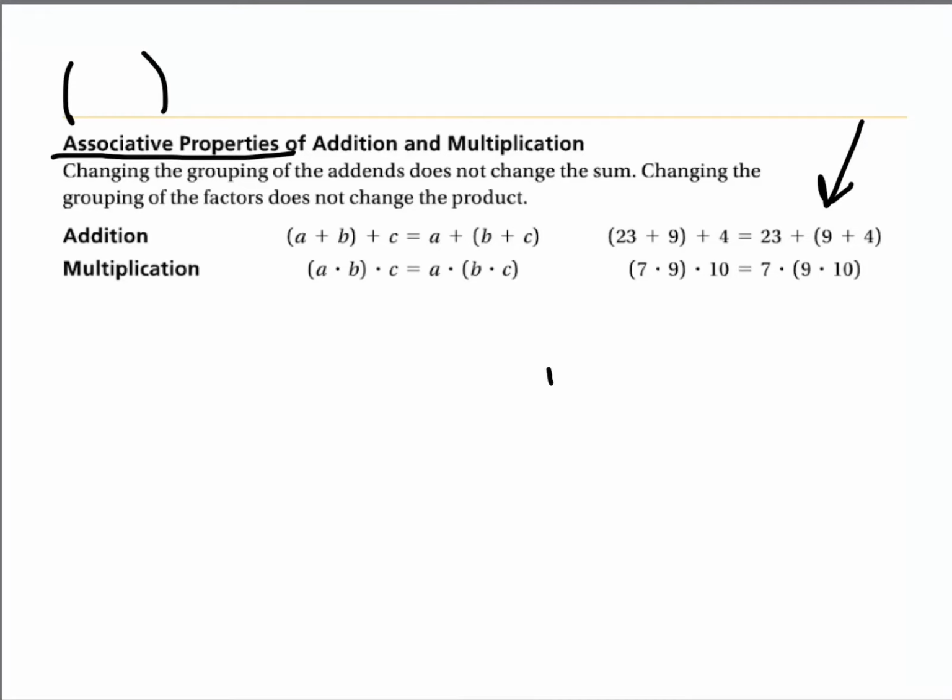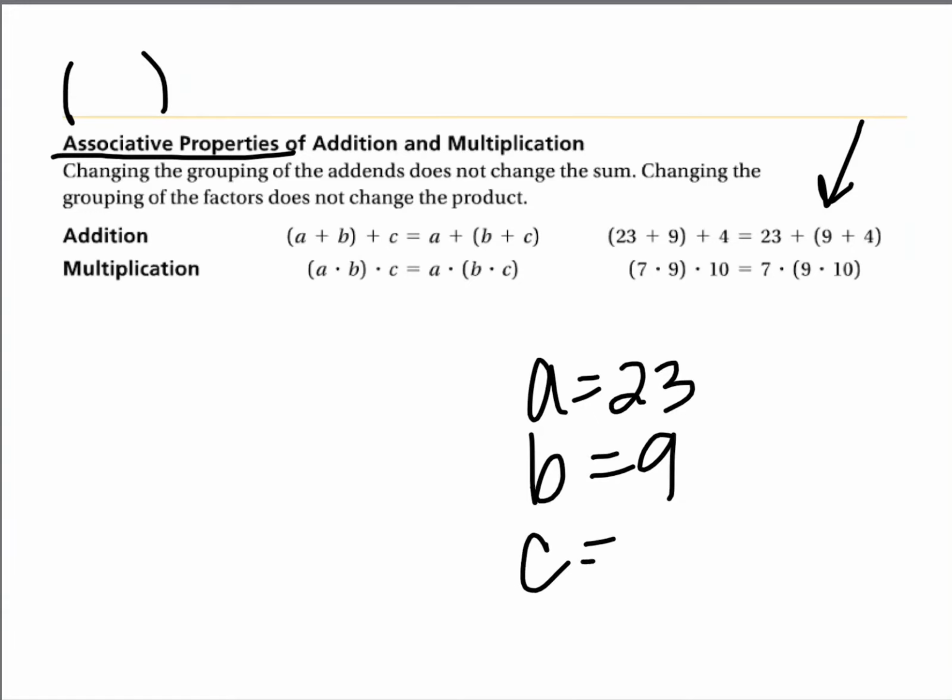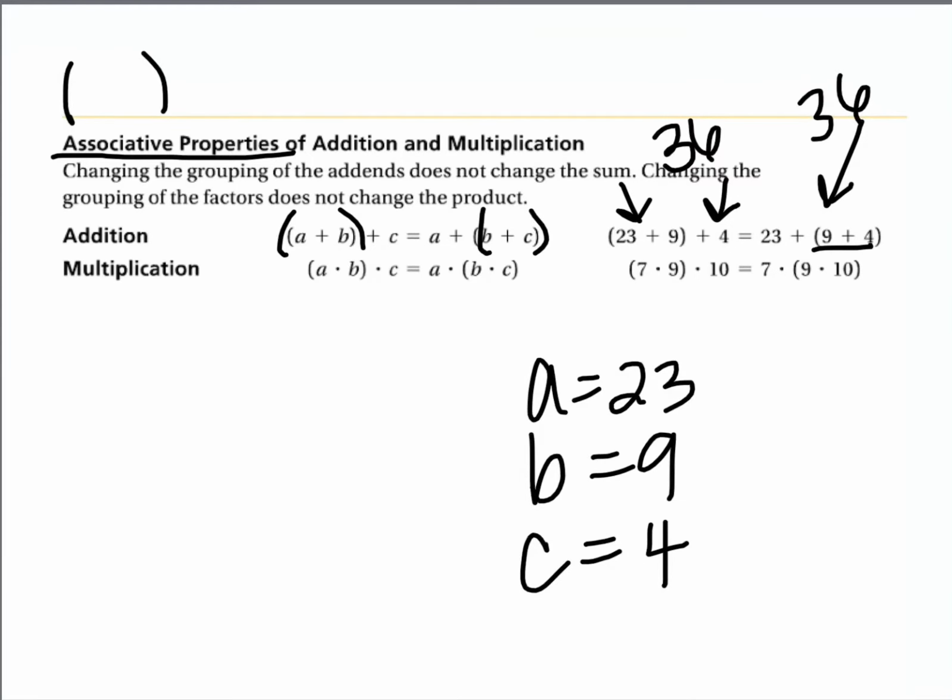So again, they have the numbers here. They have A being 23, B being 9, and C being 4. Grouping symbols tell you what you have to do first, but in this case it won't change your answer. So first they have A and B in parentheses. 23 plus 9 is 32, plus another 4 is 36. Okay, then on this side of the equal sign, 9 plus 4 is 13, plus 23, still 36. Works for both adding and multiplying. That's the associative property. You change which numbers are associated together.